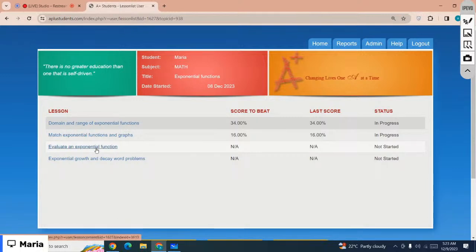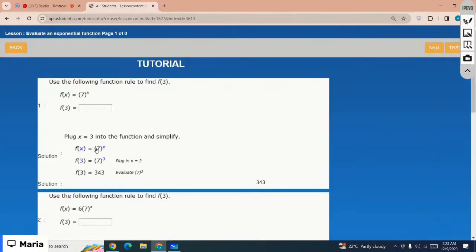Evaluate an exponential function. Use the following function rule to find f of 3. The function is f of x equals 7 exponent x. You have to evaluate f of 3. F of 3 means replace all the x values with 3. So that is 7 exponent 3, and 7 exponent 3 is 343, right? The correct option is 343.